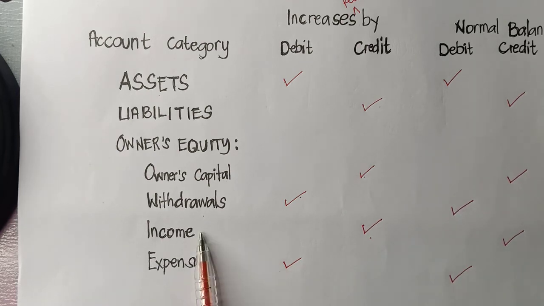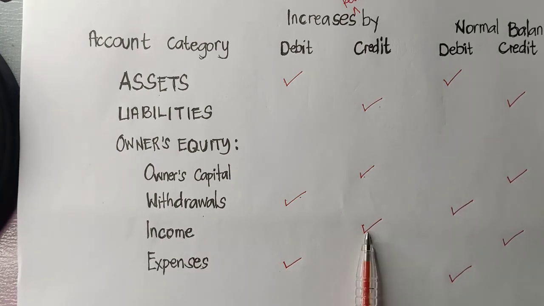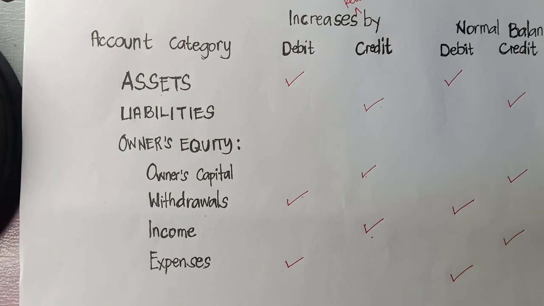Here, when income increases, it should be what? Credited. That is why the normal balance is also credit. Here, when the expenses increase, it should be debited. Then, the normal balance is debit. So, that's it for our discussion of the normal balance of an account. So, class, always remember the normal balance and the increases recorded by of each account.